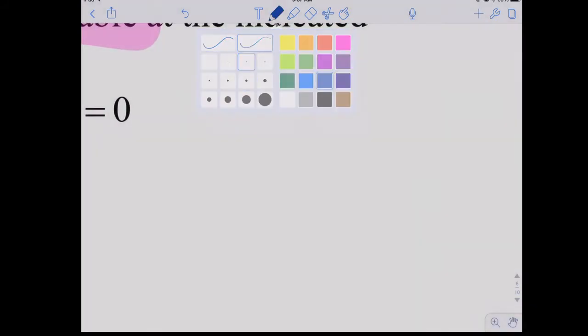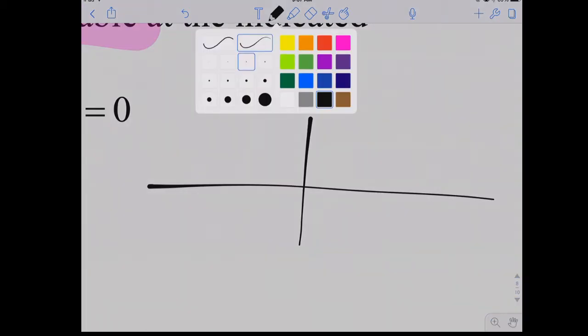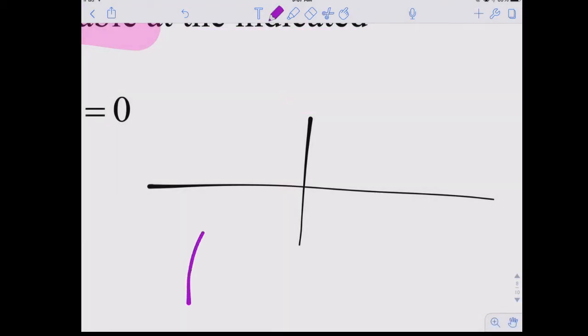And here's what the graph of x cubed looks like. I know you know what this graph looks like, right? This is everyone's favorite disco graph. It looks like that and like that. It has a horizontal tangent line at the origin.